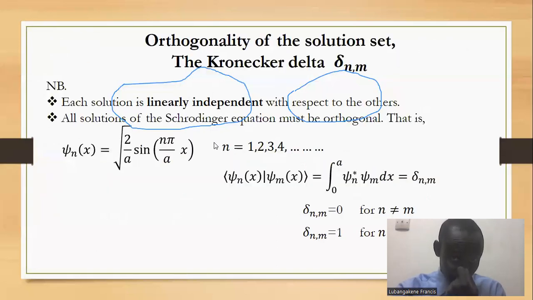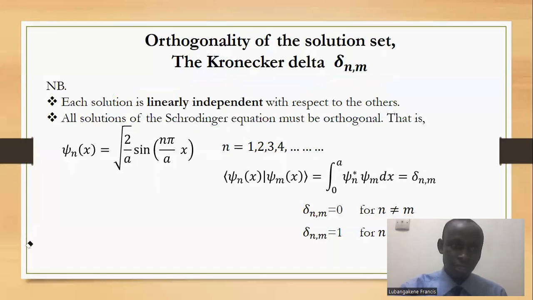Next, we need to also analyze the results. One of the analyses of the results is the orthogonality of the solution set. We said n is just an integer greater than 0, meaning they are positive. So we have n1, n2, n3, n4. This gives us different values, which means they are of different functions.